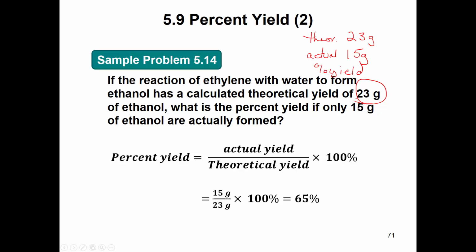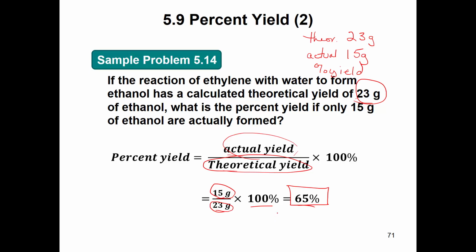The percent yield is basically what did I find divided by what I should have found times 100. So my actual, which was 15 grams, divided by the theoretical based on the balanced chemical equation times 100% says that I had 65% yield. So 45% I lost somewhere. So I didn't do very well on that.